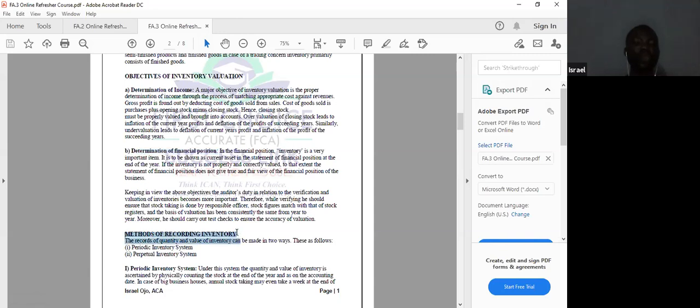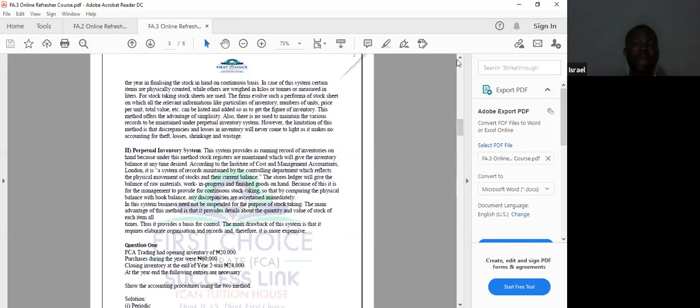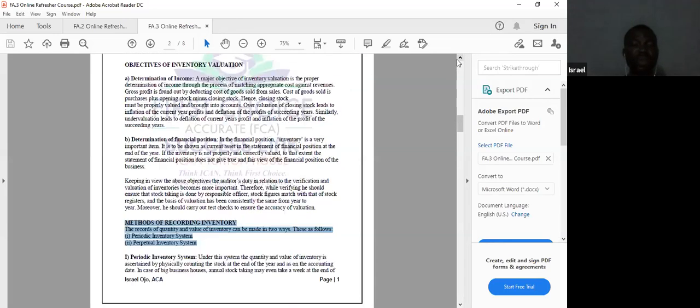So, methods of recording inventory. There are basically two methods according to the standard. Number one, we have the periodic inventory system, and we have the perpetual inventory system. From the words periodic and perpetual alone, you should have an idea of how the two methods work. So we have the periodic inventory system.